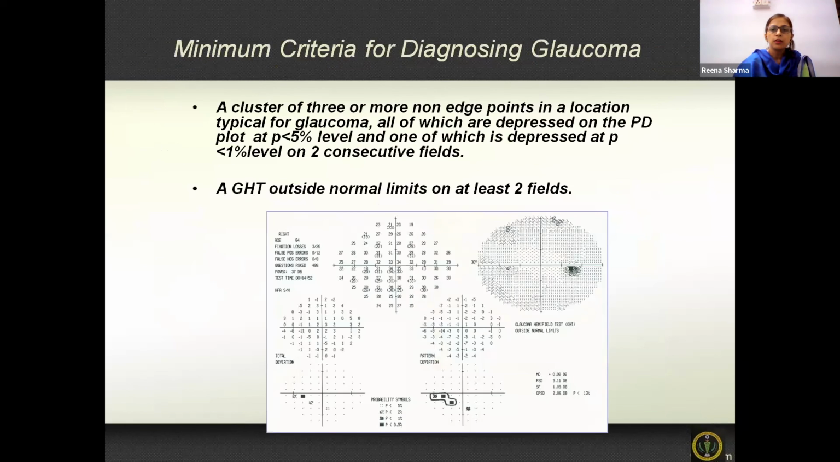Anderson's criteria is the minimum criteria that is used for diagnosing glaucoma. A cluster of 3 or more contiguous, or 5 non-contiguous, non-edge points with a p-value of less than 5%, one of which has a p-value of less than 1%, on 2 consecutive fields, and the GHT outside normal limits on at least 2 fields is considered abnormal.